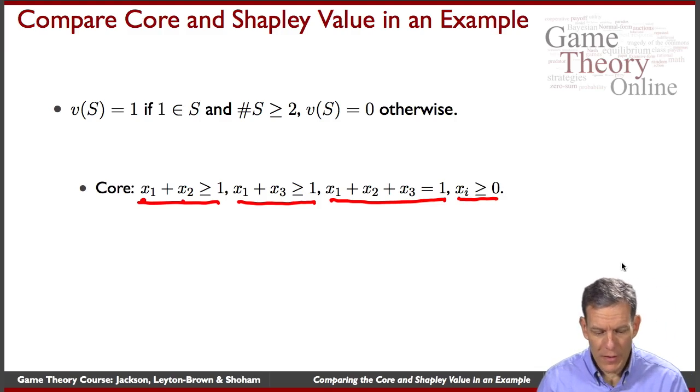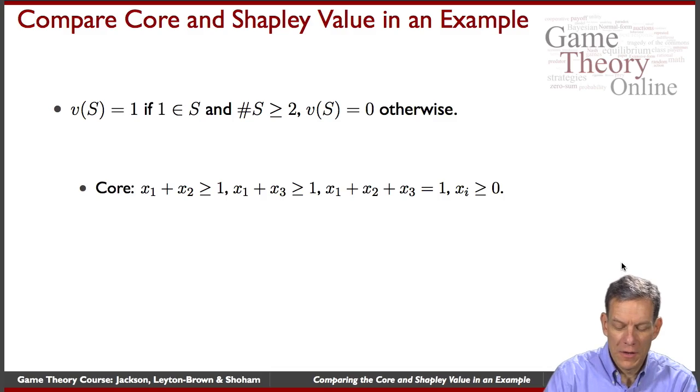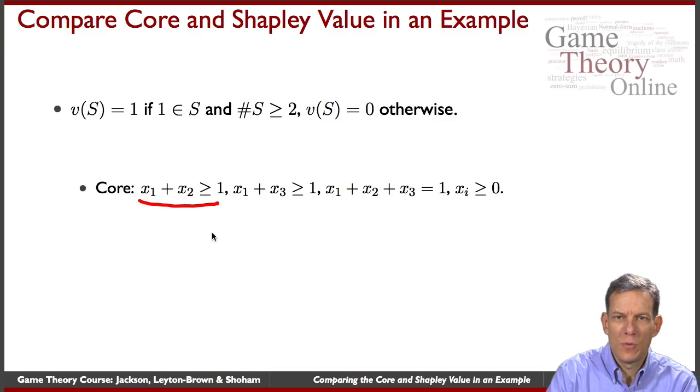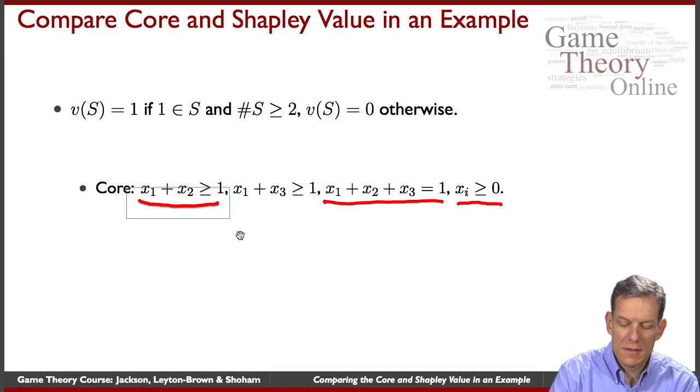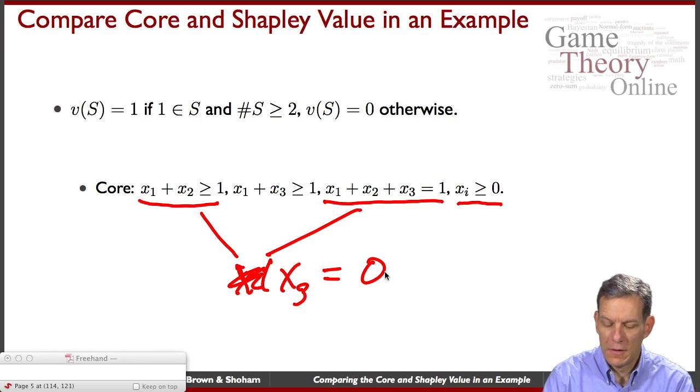Now when we think about what the core is going to do, the fact that 1 and 2 have to be getting at least 1, and the total of all 3 has to be equal to 1, and nobody can get a negative value, together imply that x sub 3 has to be equal to 0, right?